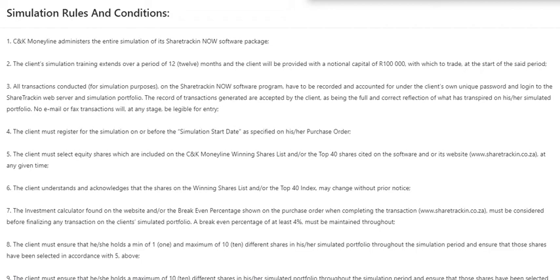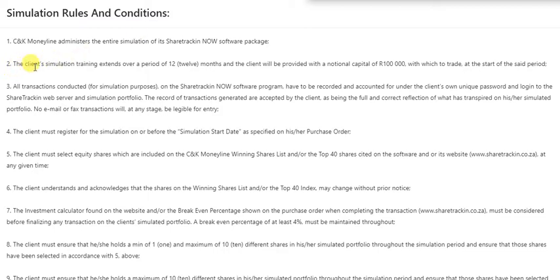Simulation rules and conditions. 1. C&K Moneyline administers the entire simulation of its ShareTracken software package, which means that at the end of your simulation period, ShareTracken will conduct a simulation report at the end of your 12-month simulation period.